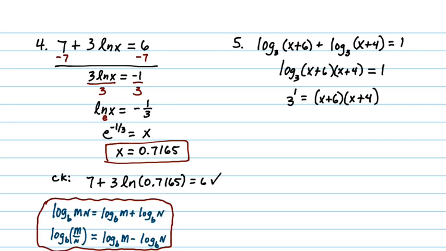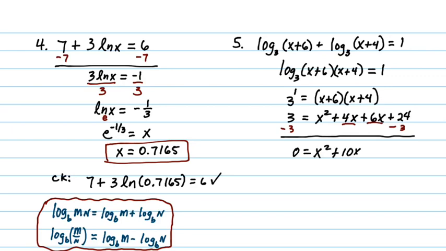This is basically a quadratic equation in disguise. If we FOIL the right side, and we don't really need that 1 on the 3. And let's see, let's finish that. We can subtract 3 on both sides. The 4x and the 6x are like terms. So let's clean this up a little bit. We get 0 equals x squared plus 10x plus 21.